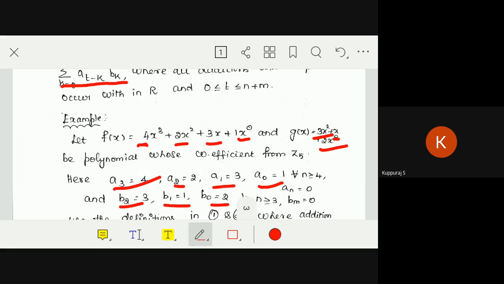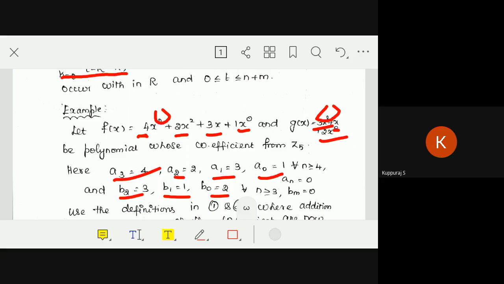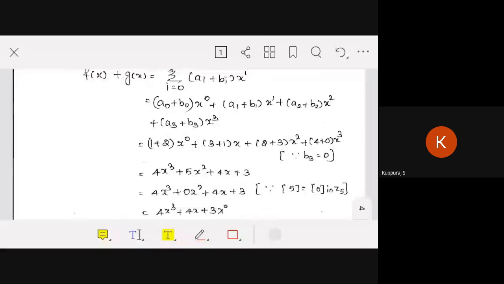The degree of f of x is 3, and the degree of g of x is 2. So what is my n value? The n value is the degree of f of x, which is 3. So n is 3 and m is 2. In this, n is greater than m. Now I'm going to find the addition of f of x plus g of x.